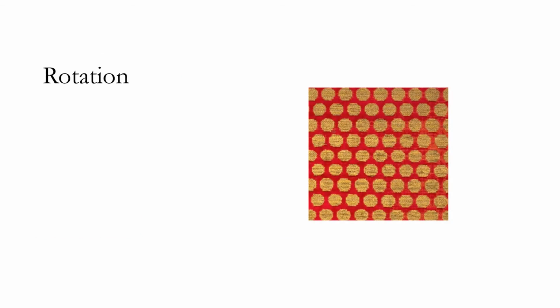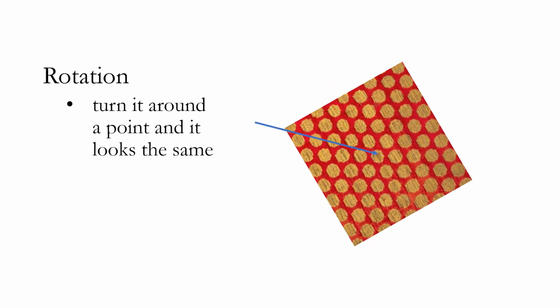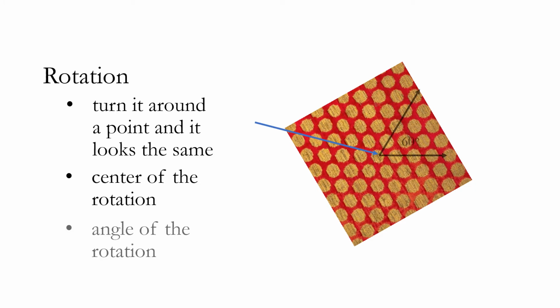The third type of symmetry that one-dimensional repeating patterns can have is rotational symmetry. This means you can turn the design around a point for less than a full turn, and the design will still look the same. The point is the center of the rotation, and the smallest angle you can turn, and it looks the same, is the angle of the rotation.